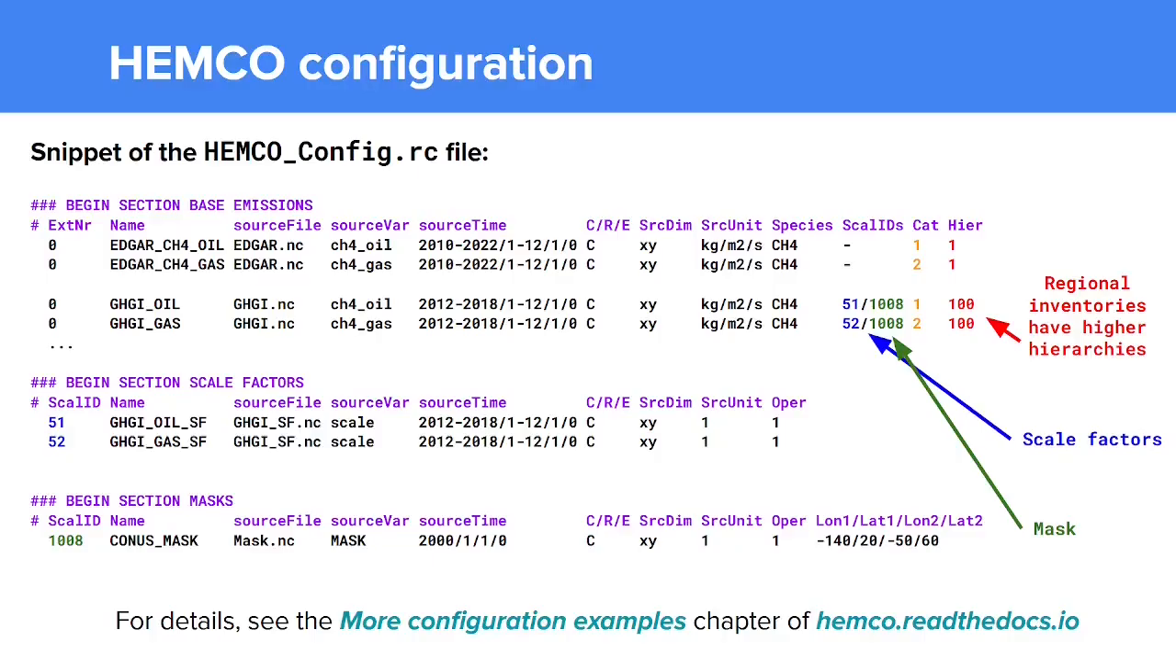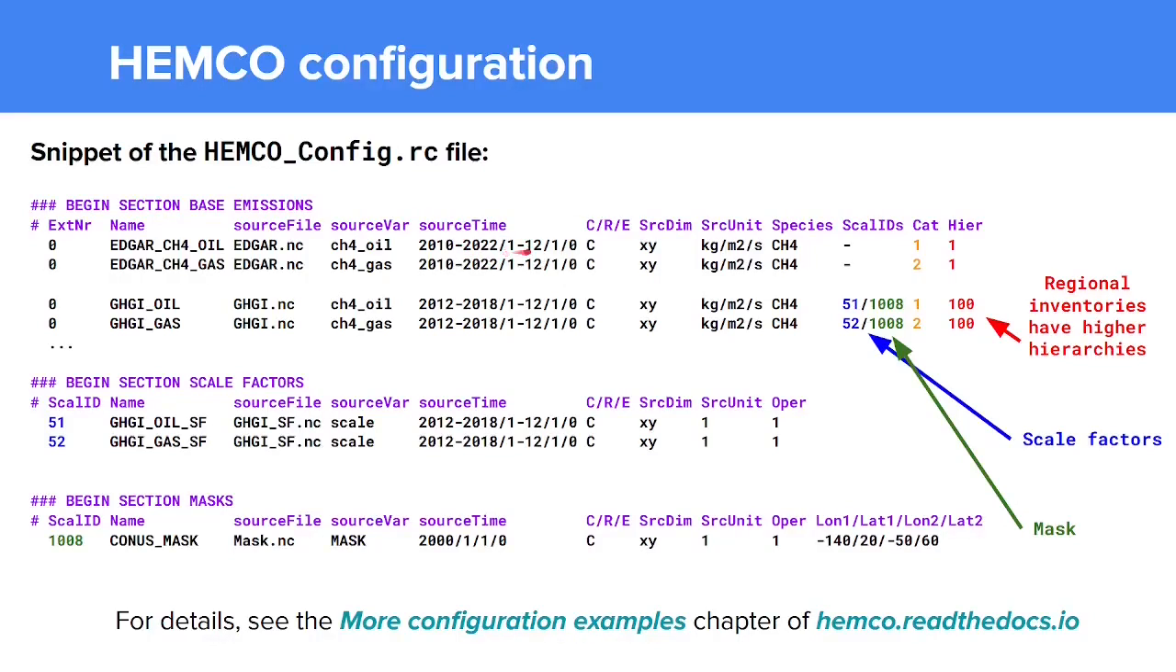So here's a snippet of the HEMCO configuration file, which is called HEMCO_config.rc. So here's the entry name. For each entry, you specify the file where the emissions are to be read from. That's this edgar.nc. The variable to be read, that's the CH4 oil, CH4 gas, etc. The time period that you're going to read. So in other words, you're saying that the data exists between 2010 and 2022. That's what data is in the file.